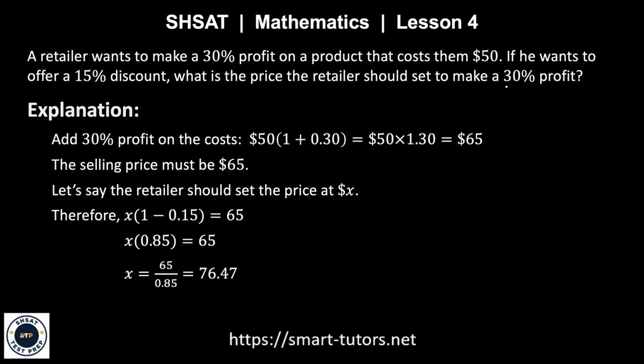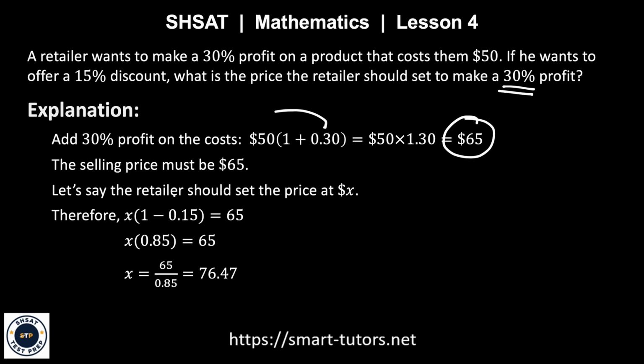So he wants to make 30% profit, right? So that means you need to find the 30% of 50 first, right? So if you find the 30% of 50 and add it to 50, that gives you $65. Now you need to find the 15% discount of that, right?